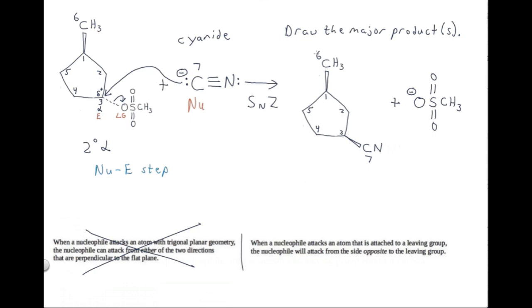And now we're done with the mechanism. An SN2 reaction has 1 step, and we've completed that 1 step. Here's the product that the professor would probably be interested in based on these instructions. So what are the traps on this problem?